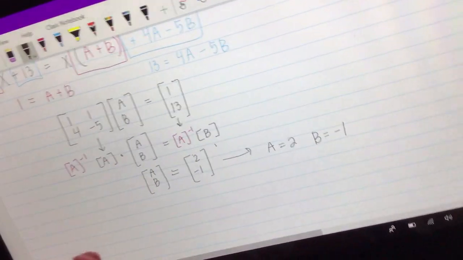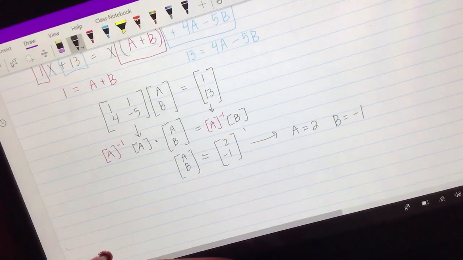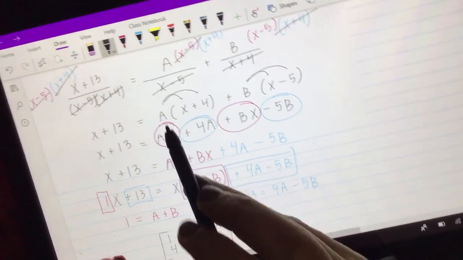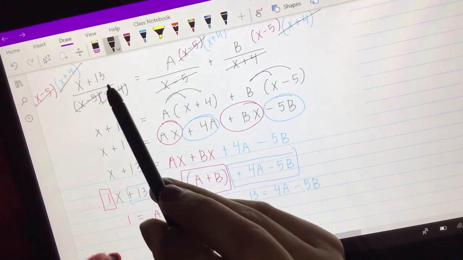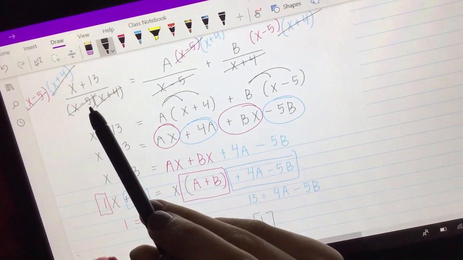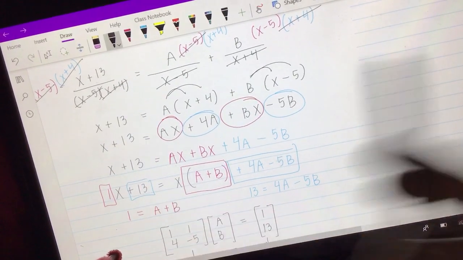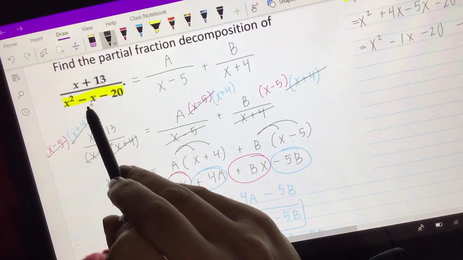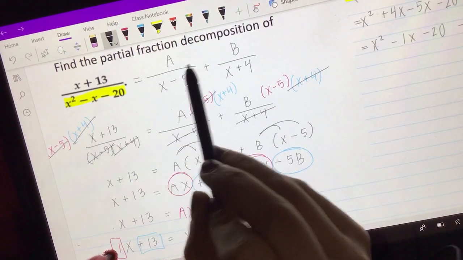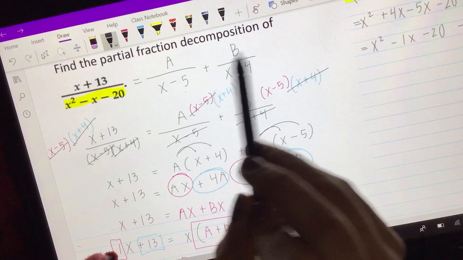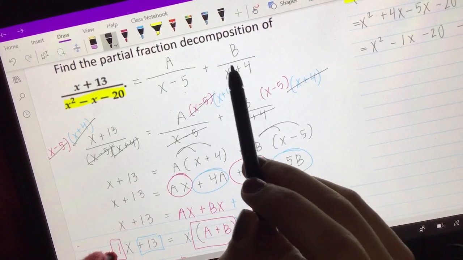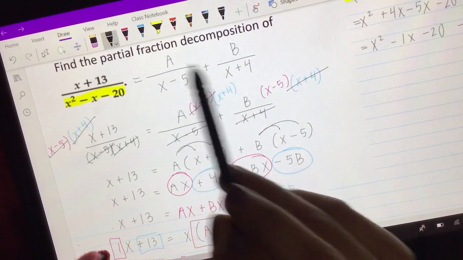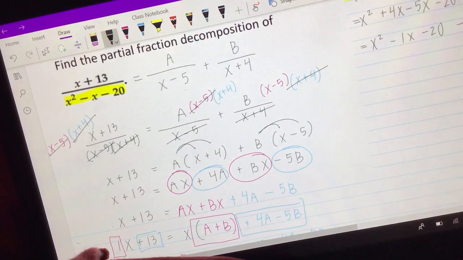Okay, so that's not really our final answer. We want to go back up to our partial fraction decomposition up here where we had x plus 13 over our denominator. Well, let's go back even one step further. Over x squared minus x minus 20 equals A over x minus 5 plus B over x plus 4. Now what we're going to do is take this and plug in our values for A and B. So let's write it down.